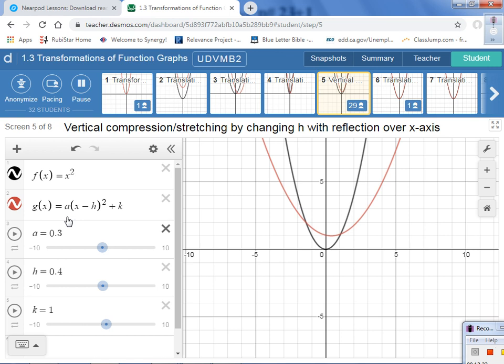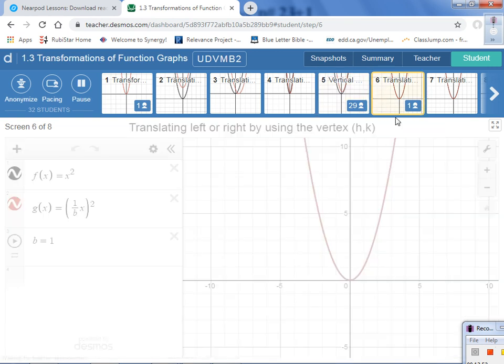Negatives. Alright, what happens to the graph or to the function when a is less than 0? Everyone. It turns upside down, that is correct, or it reflects about the x-axis. Are we there so far? Alright, so let's move on to 6.